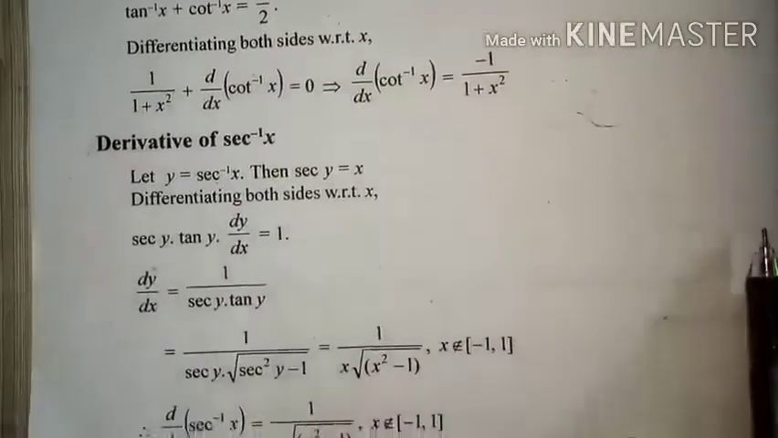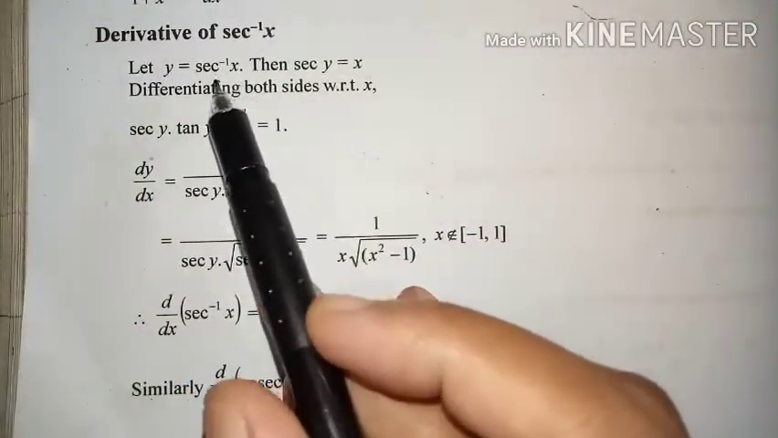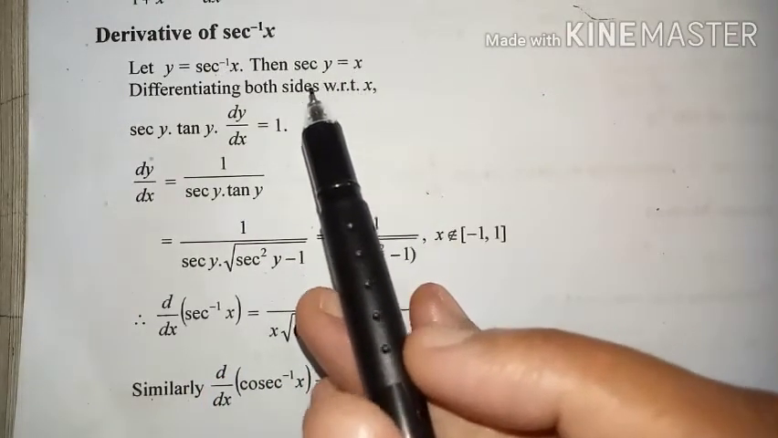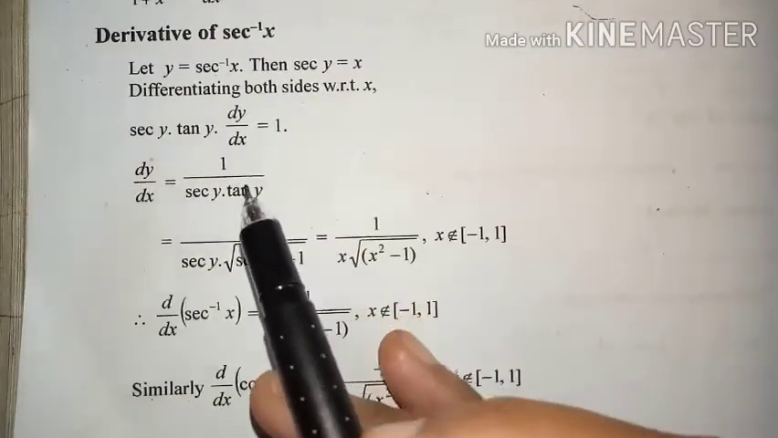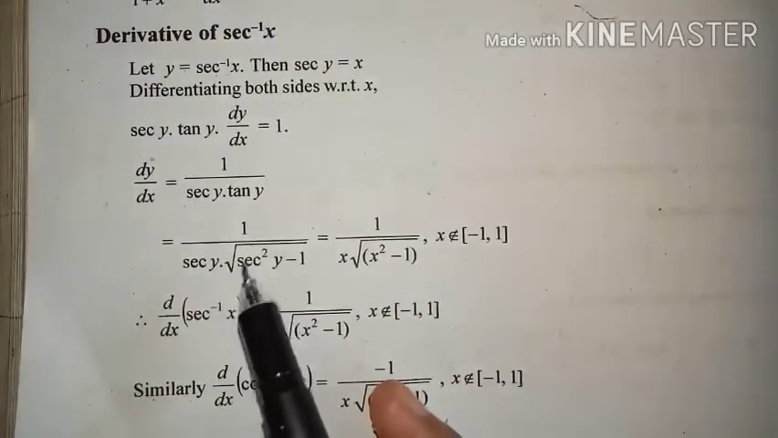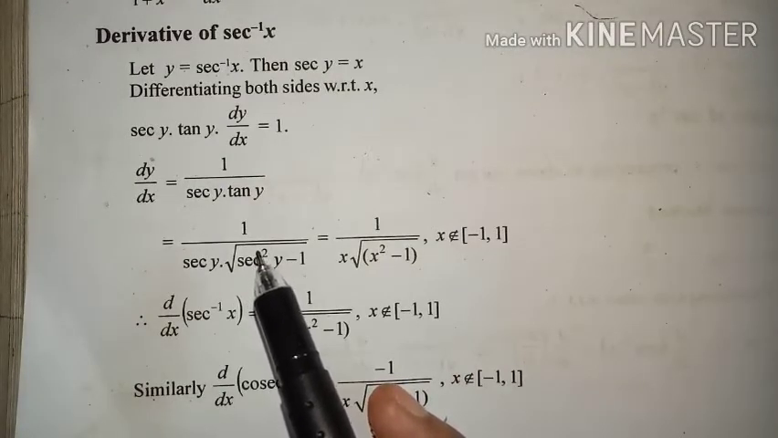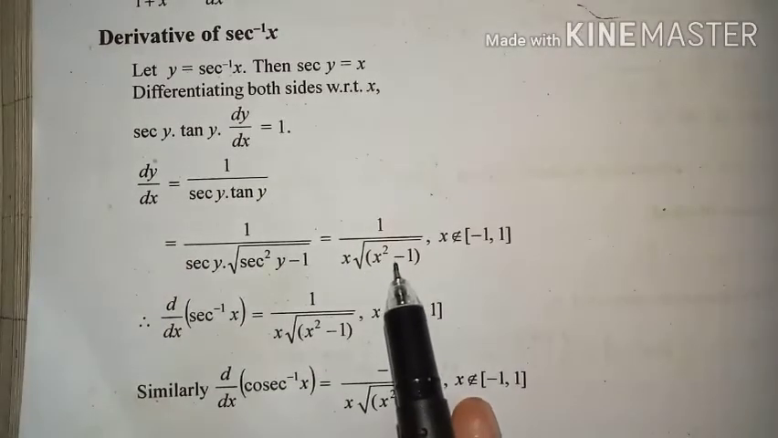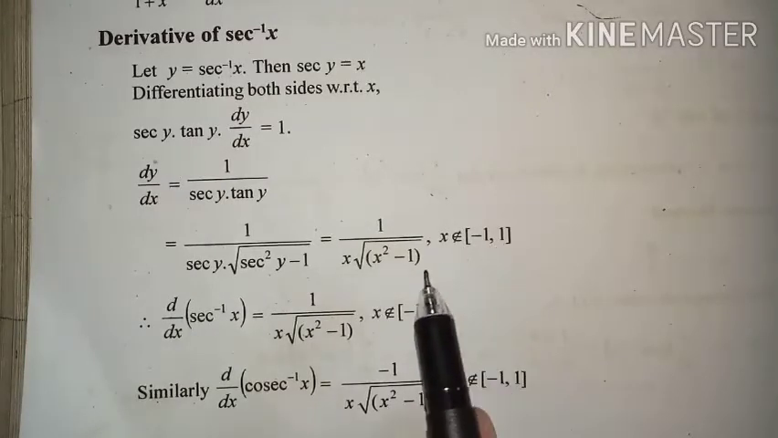Okay. The next one is sec inverse of x. In the same way, y equal to sec inverse of x. So sec y is equal to x. Differentiate with respect to x. So it is sec y tan y dy by dx is equal to 1. So dy by dx is 1 upon sec y tan y. Now tan y is the square root of, you know that sec square y is equal to 1 plus tan square y, right? So tan y will be equal to square root of sec square y minus 1. So this is x into square root of x square minus 1. Okay. Again, x should not be taking values between minus 1 and 1.